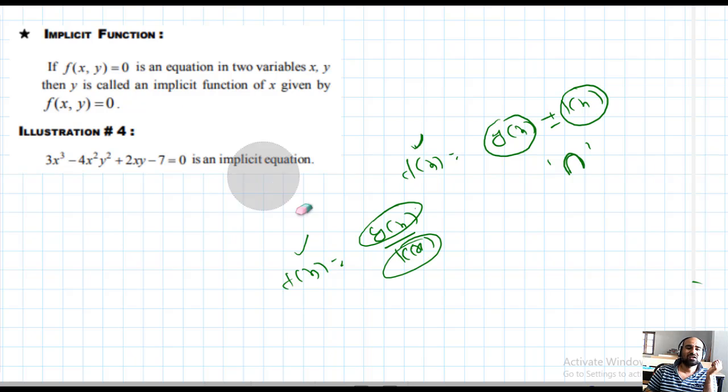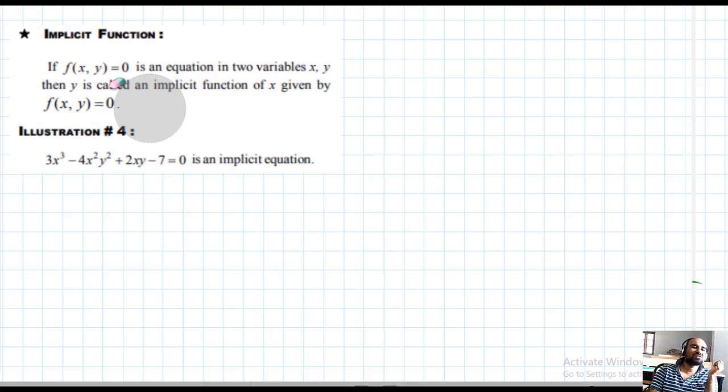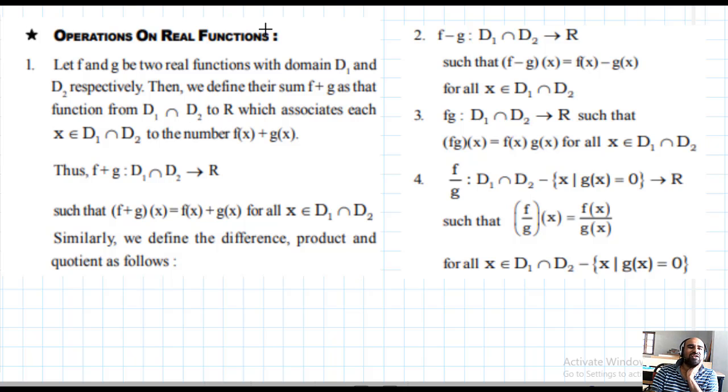Okay students, this is the concept of algebra of functions. Very, very important. So operations on real functions are covered here.